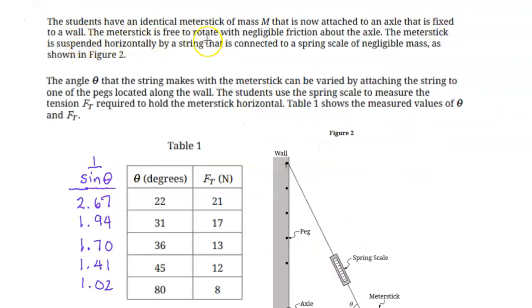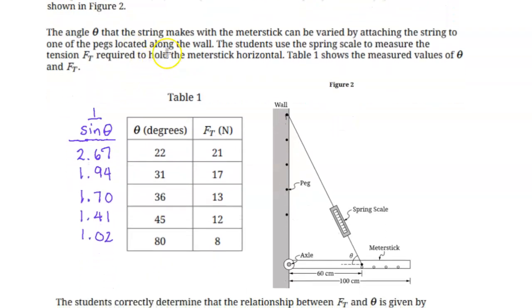The students have an identical meter stick of mass m that is now attached to an axle that is fixed to a wall. The meter stick is free to rotate with negligible friction about the axle. The meter stick is suspended horizontally by a string that is connected to a spring scale of negligible mass, as shown in Figure 2. The angle theta that the string makes with the meter stick can be varied by attaching the string to one of the pegs located along the wall. The students use the spring scale to measure the tension Ft required to hold the meter stick horizontal. Table 1 shows the measured values of theta and Ft.